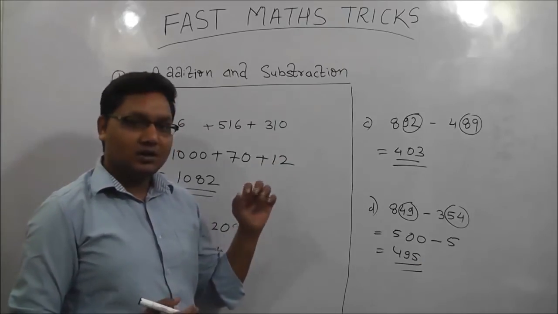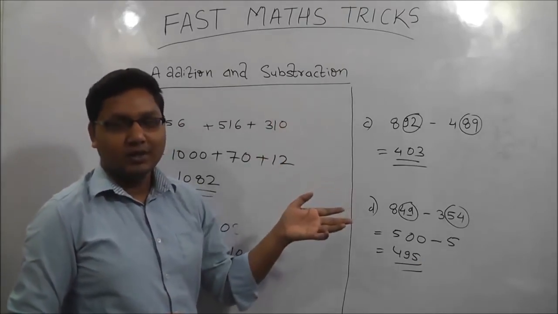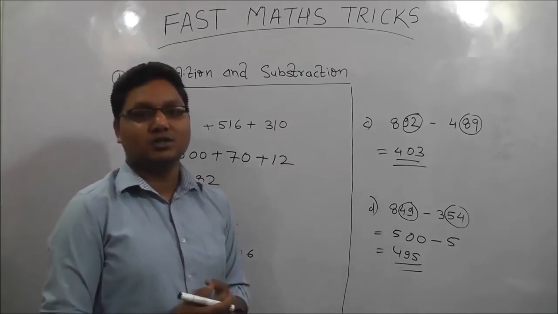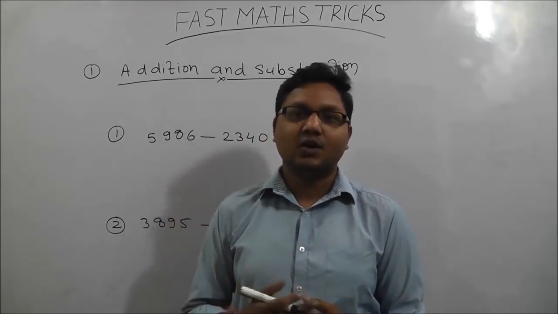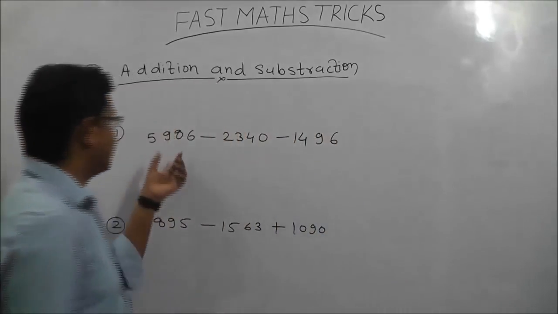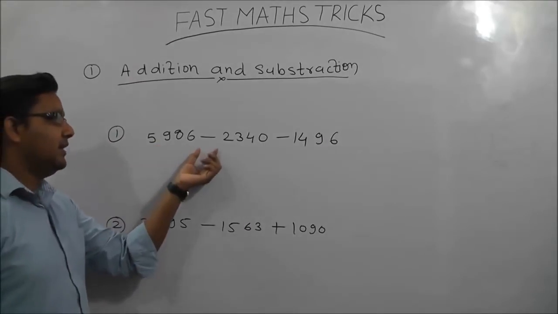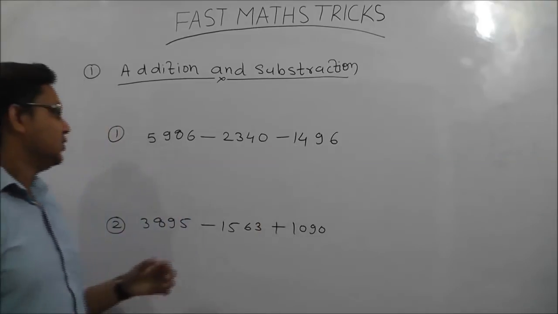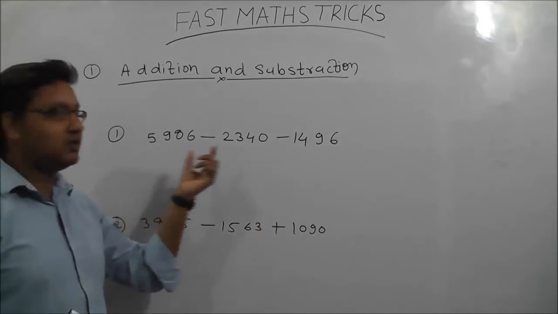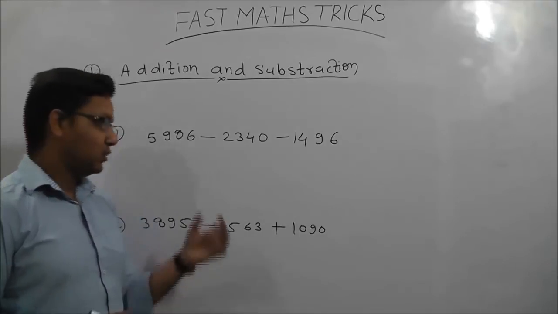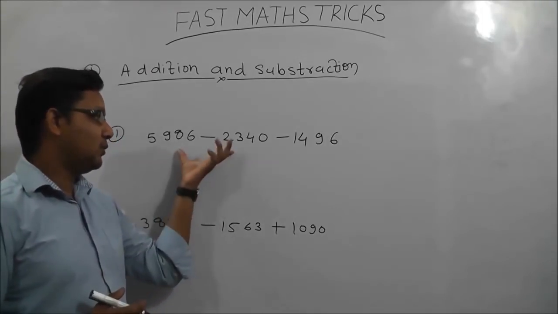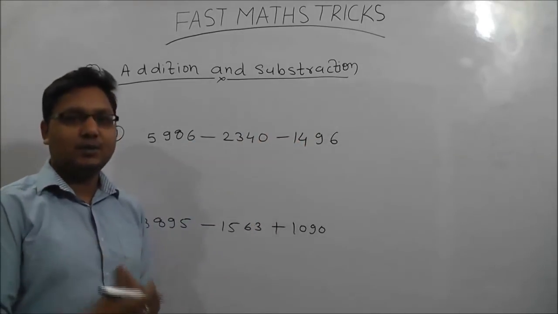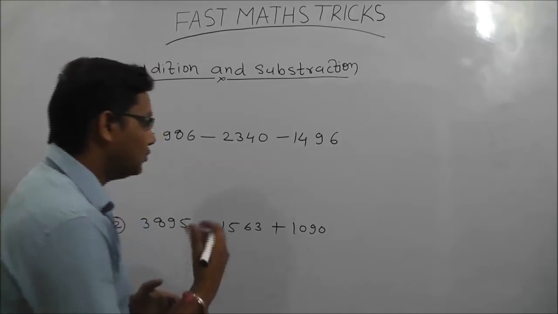So let us solve more questions on this topic, so that all your concepts and all your varieties will be covered. Okay, so let's see some more questions. So friends, let's see the combinations of addition and subtraction. Okay, so 5986 minus 2340 minus 1496. In this question this number is positive and the other two numbers are negative. Without solving one by one, first subtracting this and then subtracting the answer with this, it will take more time. Okay, so how to read this type of question?